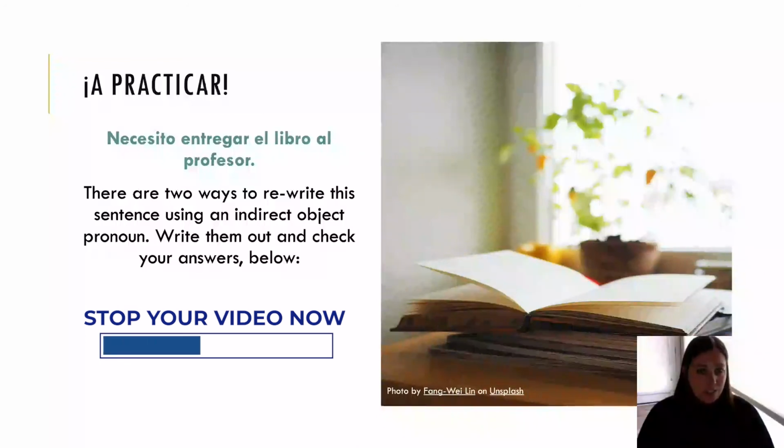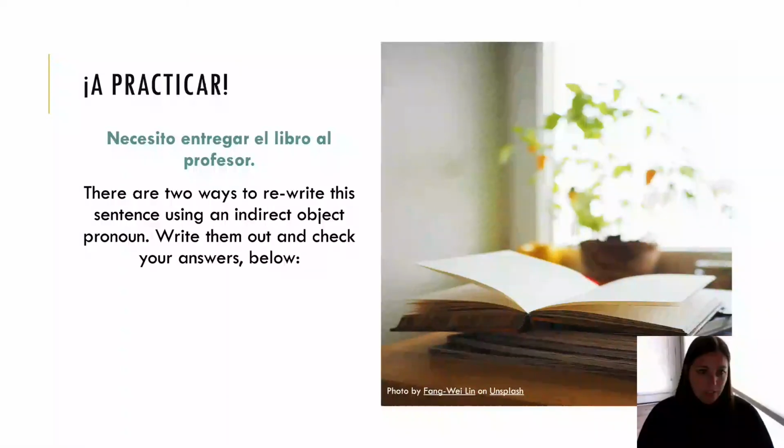Vamos a practicar. Go ahead and read through this slide. Pause so that you have plenty of time to do so. And then when you're ready, continue for the answers. Entonces, la frase es, necesito entregar el libro al profesor. There are 2 ways to rewrite this sentence using an indirect object pronoun. Remember that if we have a conjugated verb, the verb that comes after is infinitive, necesito entregar.